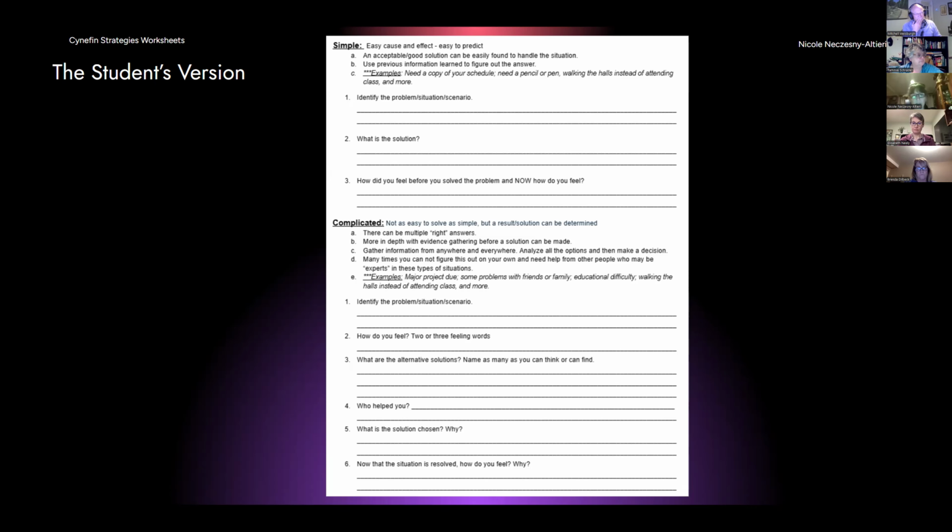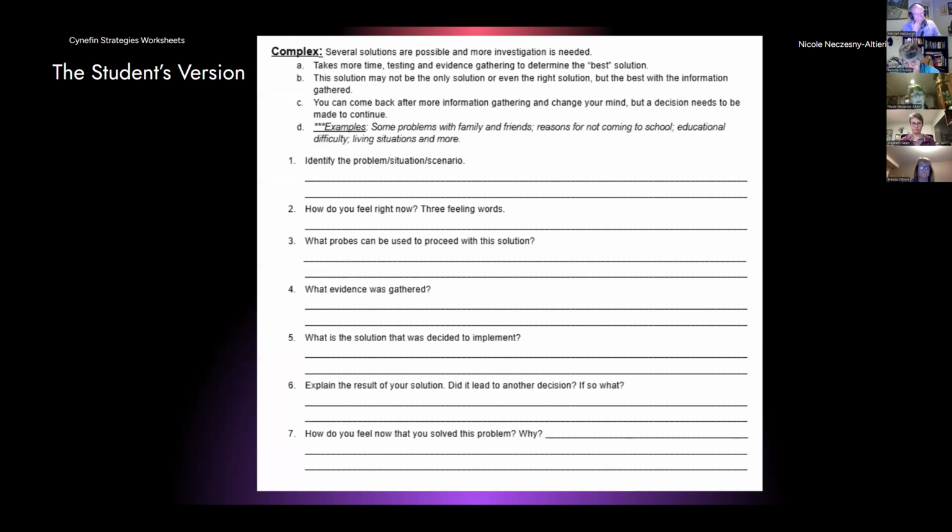Then we have the complicated version down further. I gave a little bit more information. Students a lot of times need a little more prompting than the educators do. Again, more feeling words, the same type of questions as the educator version. And then if we move in even further, there's the complex. A little bit more information again at the top to define what a complex situation might be, and a lot of the same types of questions as the educator, again, adding in feeling words.